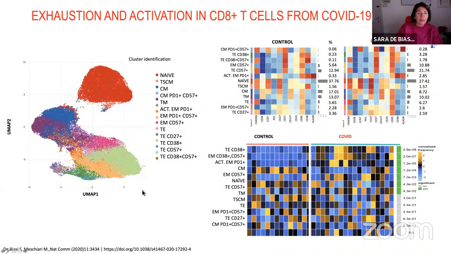The same methods were performed among CD8 T cells. So also here UMAP was used to visualize this data, and FlowSOM was used for clustering. And what we found out here is that the COVID patients were characterized by higher levels of terminally differentiated effector memory T cells that express CD38, so they are activated, expressing senescence marker, expressing PD1, lower levels of central memory, and higher levels of effector memory expressing CD57.